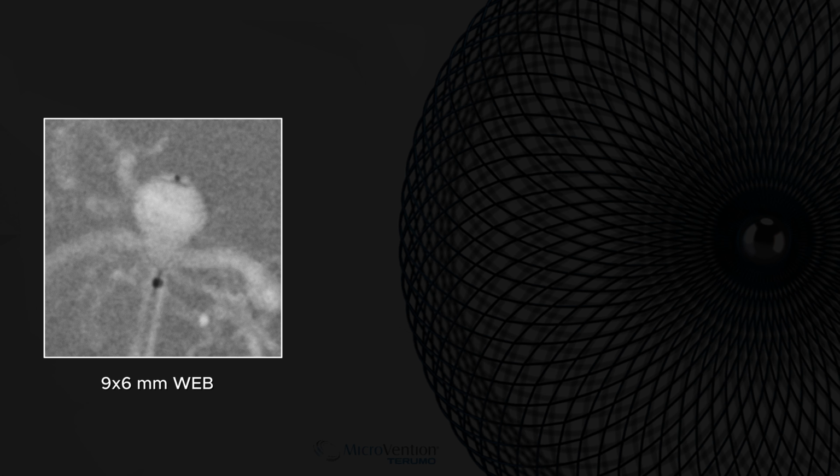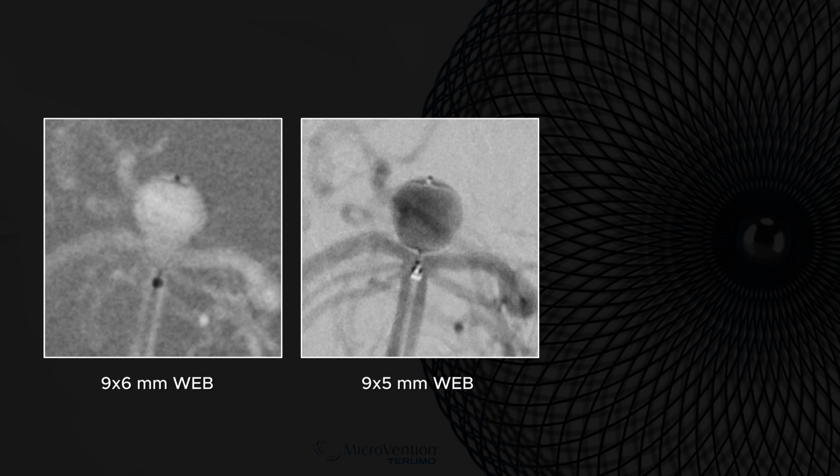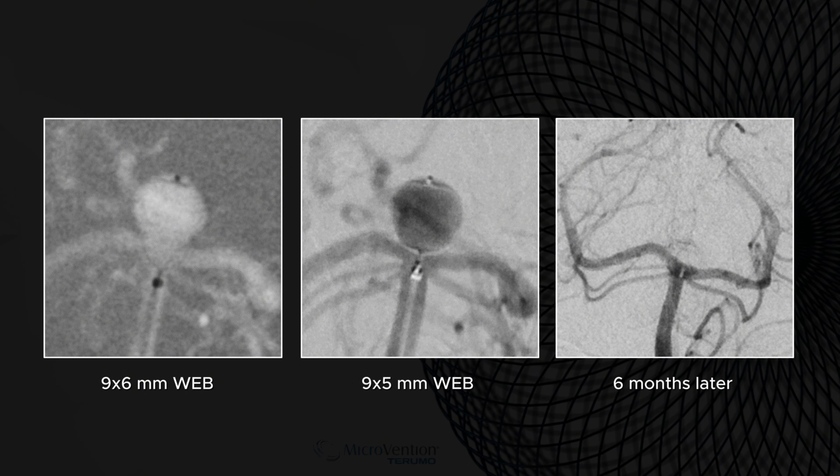However, if we were to deploy a 9 by 6 mm web in this case, we'd encounter a sizing issue. While this device would fit a cylindrical aneurysm with the same maximum dimensions, our spherical aneurysm actually has a smaller overall volume. To avoid oversizing, we will need to downsize the device by reducing its height by 1 mm. This brings us to the ideal size for this aneurysm, a 9 by 5 mm web, which will provide optimal coverage and wall apposition. This was confirmed by a follow-up angiogram at 6 months, which showed complete occlusion of the treated aneurysm.